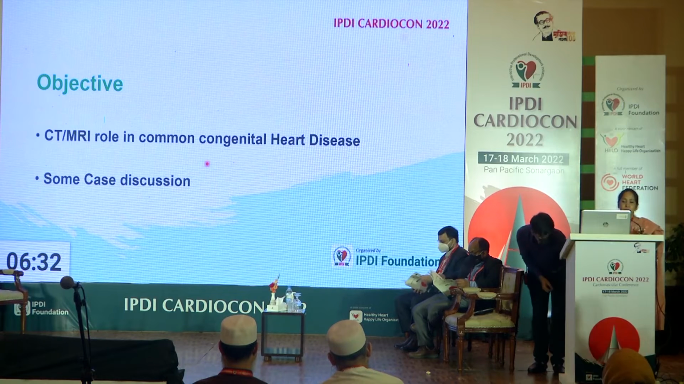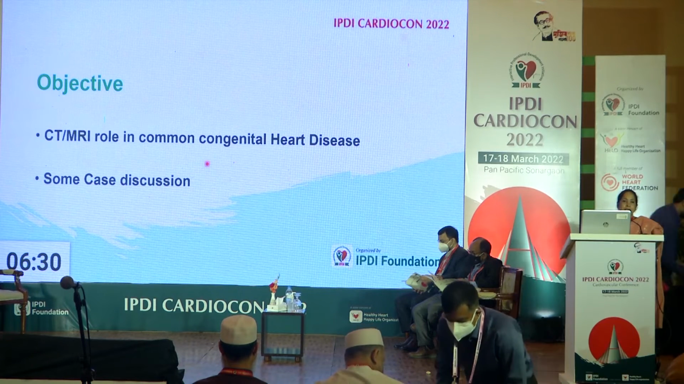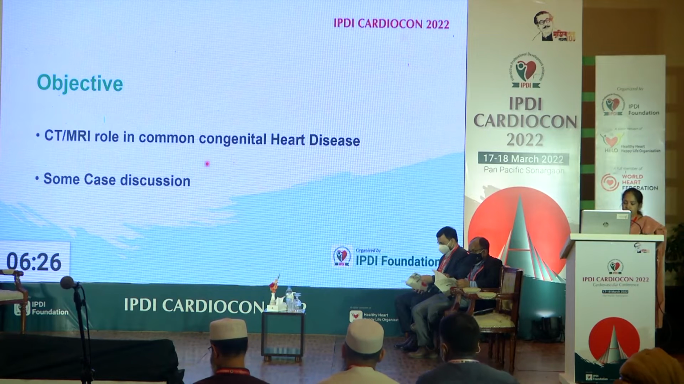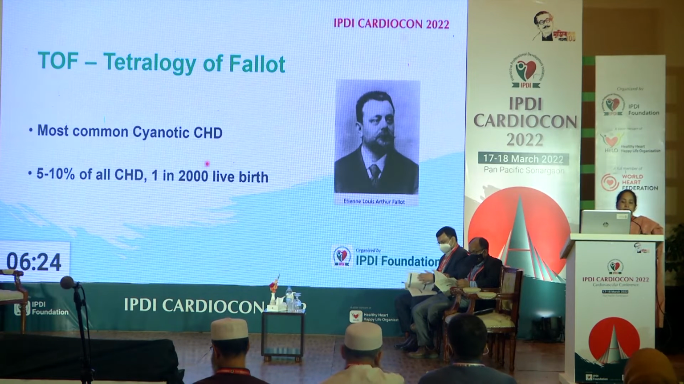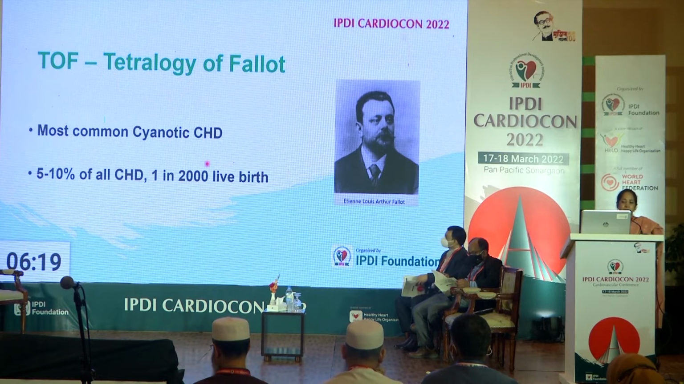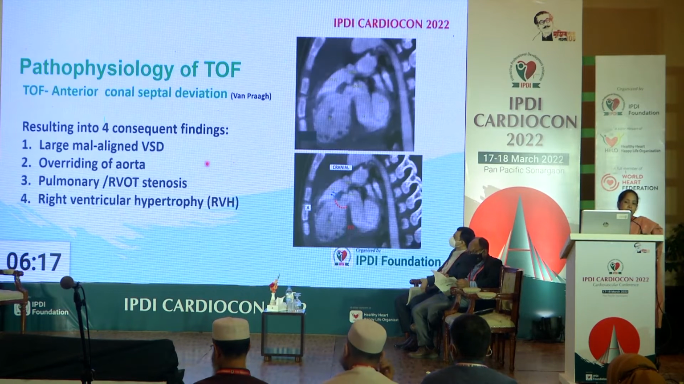The objective of my talk today is how cardiac CT and MRI can help in operative decision in different types of TOF cases. It is the most common cyanotic congenital anomaly, and in every 2,000 live births, one baby comes with this abnormality.